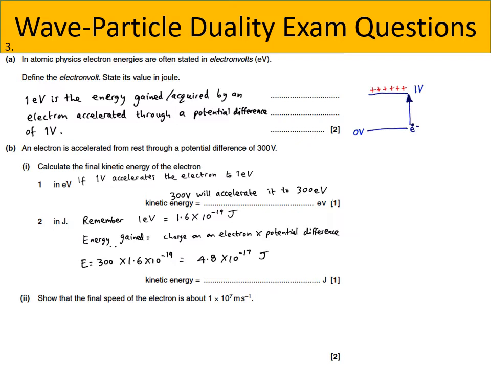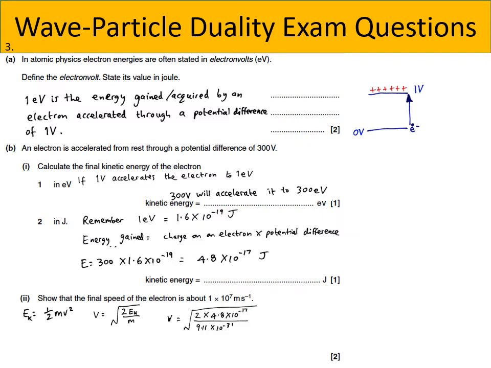On to part 2 of B. Show that the final speed of the electron is about 1 times 10 to the power 7 meters per second. I do like these sort of questions because they've given you the answer, so you know what to expect. So we know that the kinetic energy, which I've called EK, is equal to a half mv squared. If we make v the subject of that equation, we are left with v is equal to the square root of 2EK divided by m, where m is the mass of the electron.